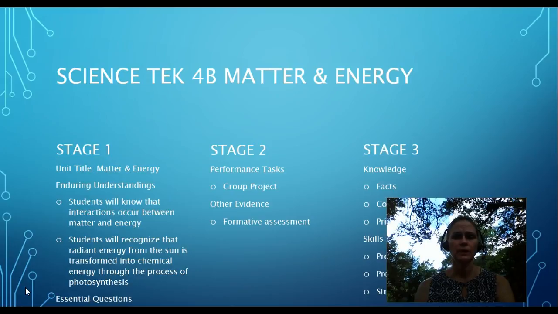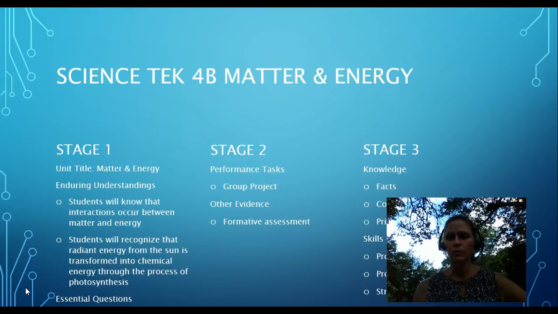So what does that look like in a science lesson? So let's take, for instance, Science TEK 4B, Matter and Energy. If you're going to write your learning plan, your lesson plan, it would begin with stage 1. The unit title is where you'd start. In this case, we're going to do matter and energy. And what are your enduring understandings? You want the students to know that interactions occur between matter and energy. And students will recognize that radiant energy from the sun is transformed into chemical energy through the process of photosynthesis. Then you're going to have your essential questions.